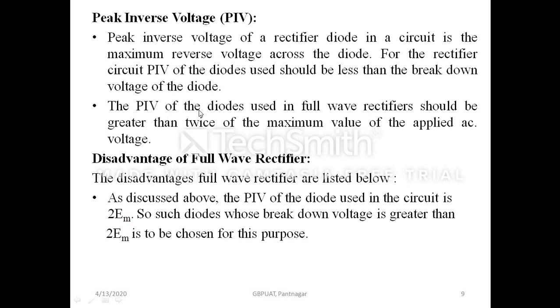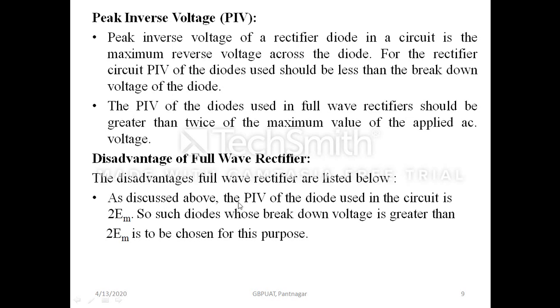So the peak inverse voltage of the diode used in the full wave rectifier should be greater than twice the maximum value of the applied AC voltage. This is basically a thumb rule for deciding the rating of the diodes which will be used for making the full wave rectifier circuits. So whatever is the maximum applied value of the AC voltage, the peak inverse voltage of the diode should be greater than twice the maximum value of the applied AC voltage. Keeping in view this thumb rule, we should select the rating of the diodes which should be used for making this full wave rectifier circuit.